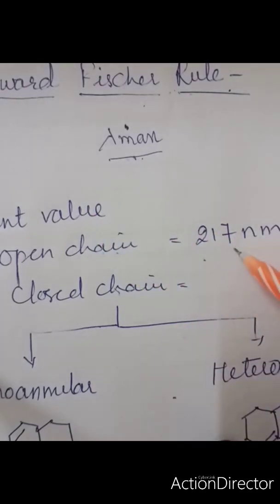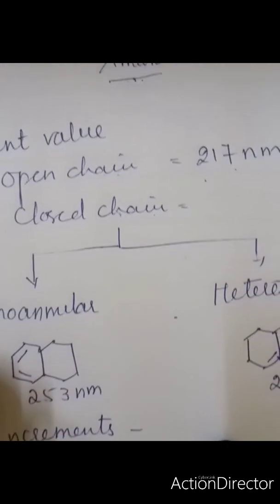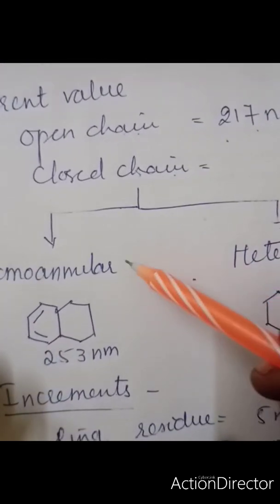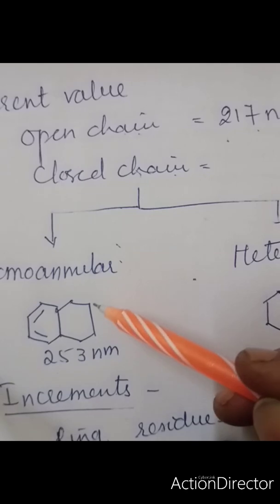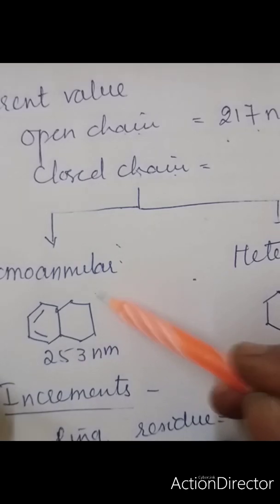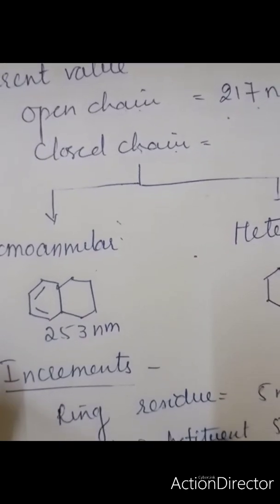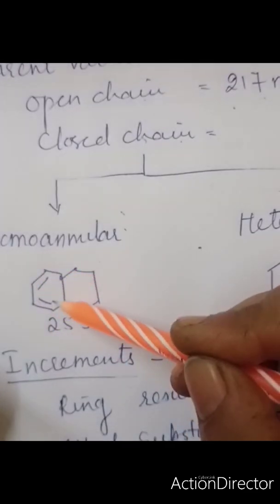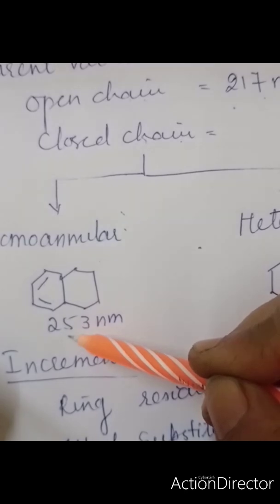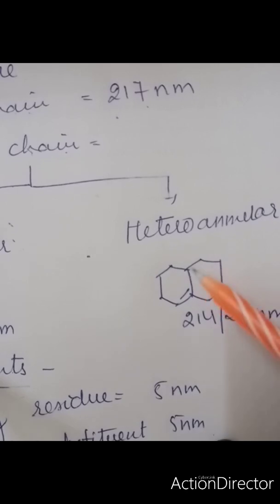So the parent value will be 217 nanometer. If it is closed chain, then you have to see whether your compound is homoannular or heteroannular. Now in this case, we are calculating the lambda max value for dienes. So in case of homoannular diene, homoannular diene means both the double bonds are present in the same ring. So you will give the value 253 nanometer. In case of heteroannular diene, you will give the value 214 or 215 nanometer.